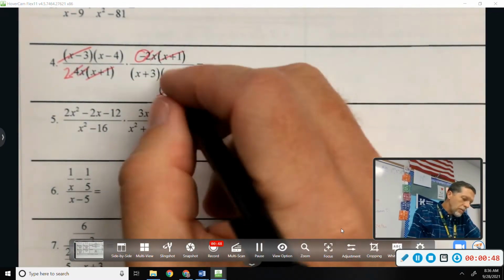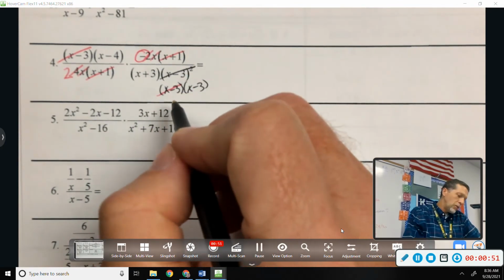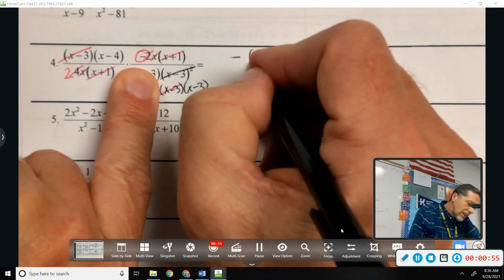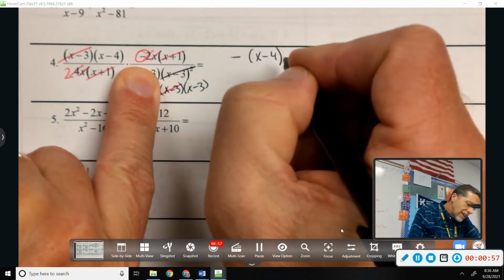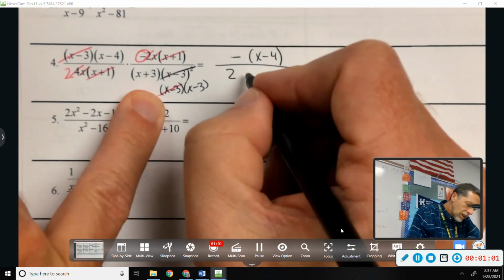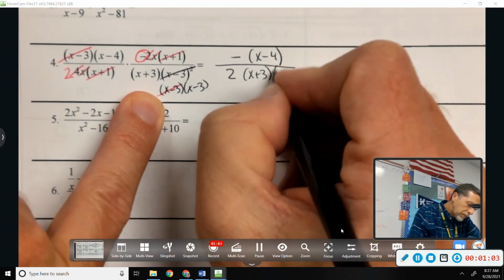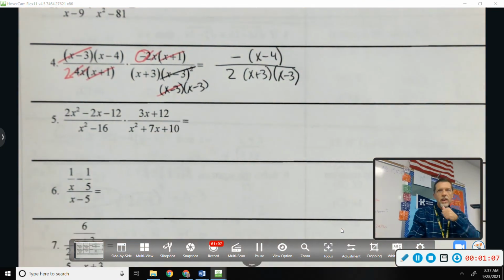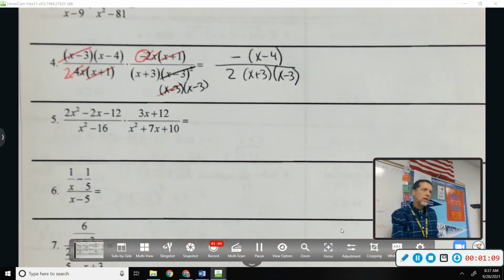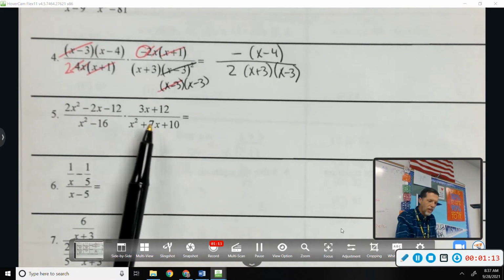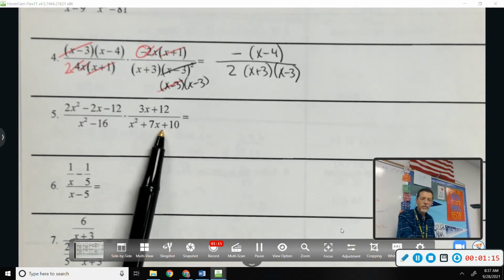This is a great place to remind you to be neat when you work so that you don't lose track of that minus sign. And then in the bottom there's a 2, an x plus 3, and an x minus 3. And number 5 is a similar problem, but you've got to factor it yourself and then look for the canceling.